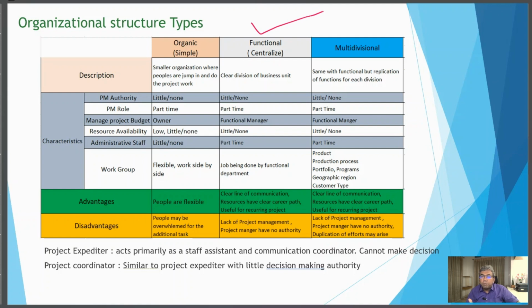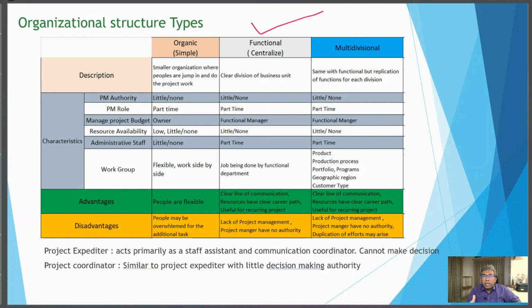That means the project is a part-time thing for functional people, okay. All the authority belongs to the functional manager. The project manager's role is just a part-time role, and he's not full-time for the project in his project management role. So that is very common.